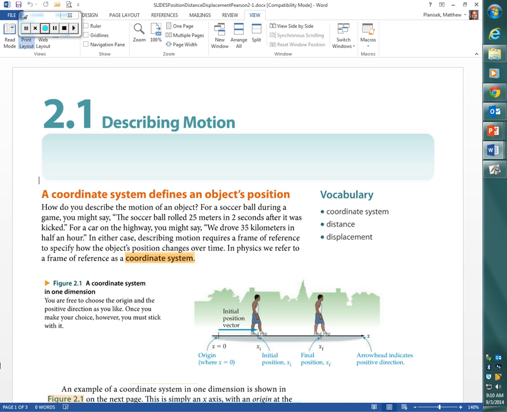Distance. What does distance tell you about an object's motion? Like how far you've done something. Okay. Yeah, good.